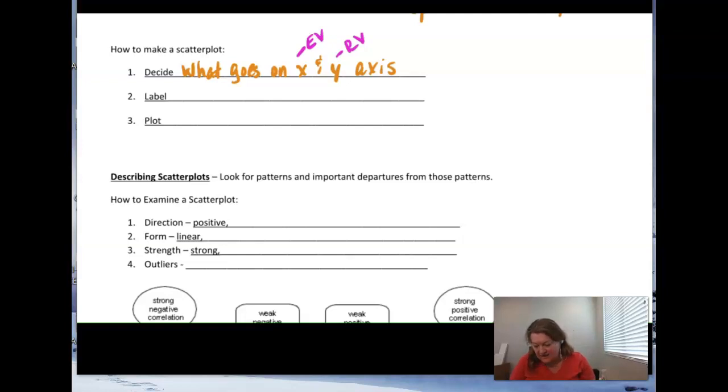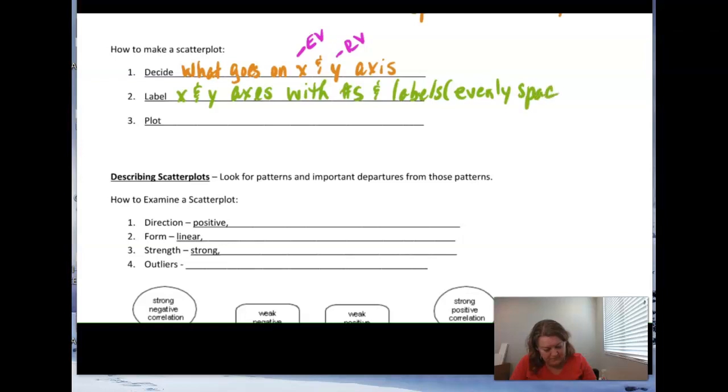So next thing is we want to label the X and Y axis, plural is axes, with good labels. So that means numbers and labels. And don't forget to do good number pacing and spacing, evenly spaced. Okay, so evenly spaced markers on the X and the Y axis. And then lastly, we want to do the plotting, which is plotting the individual points.